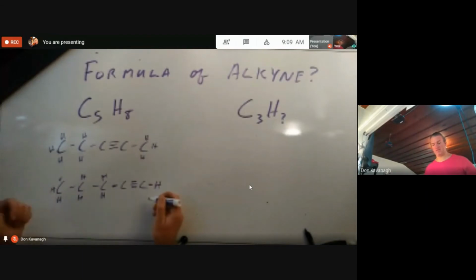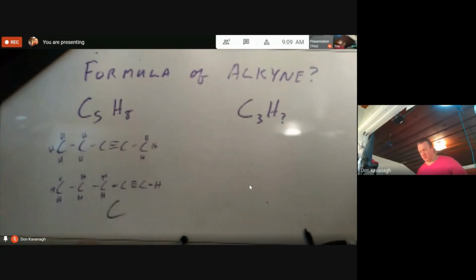And I said there was a little math formula. Let me show that. You can calculate the number of hydrogens based on the number of carbons. So we just have an N here to represent the number of carbons. So the number of carbons multiplied by 2 minus 2 gives you this formula here.